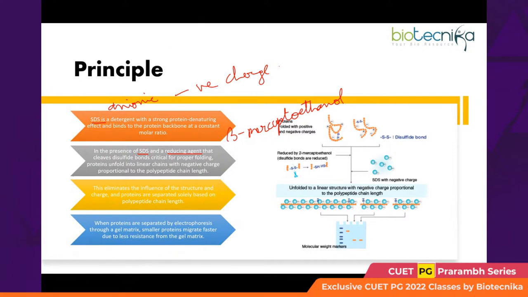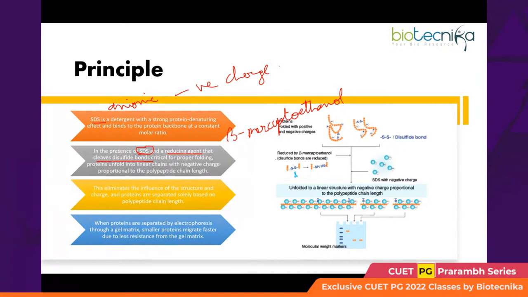It will cleave any disulfide bond that is critical for the proper folding of the protein. So basically, it will make the protein a single stranded structure of amino acids. You can see here, this is a folded protein which has the disulfide bonds that help it in folding. When this sample is treated with SDS and a reducing agent like beta mercaptoethanol, it will break the disulfide bridges and result in a single chain. On that single chain, this SDS, which is an anionic detergent, will come and bind.